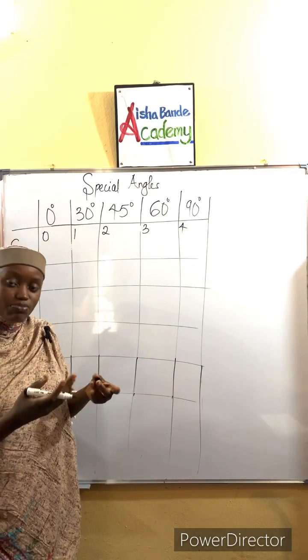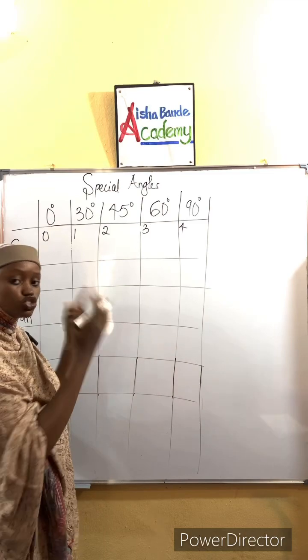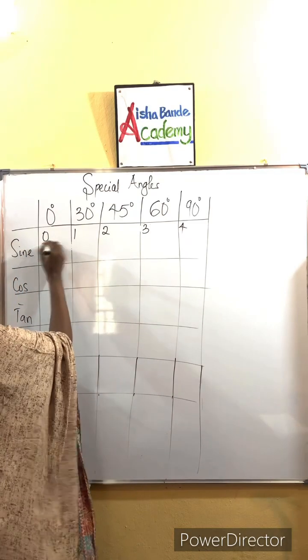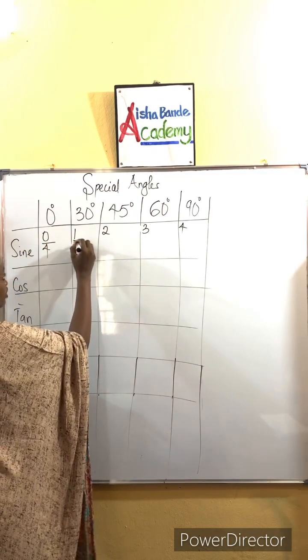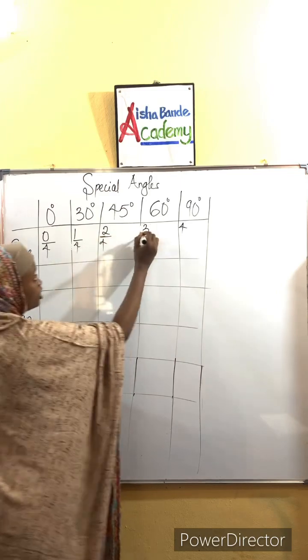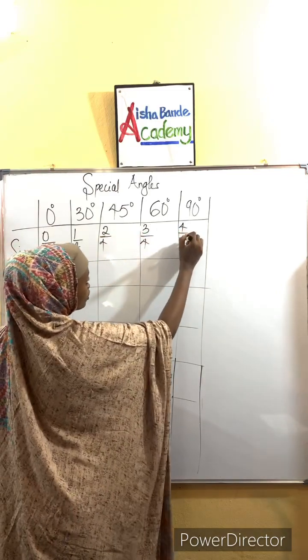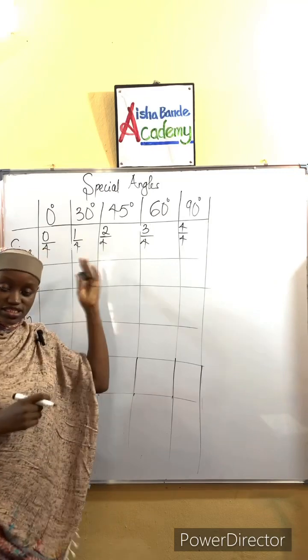Then the second step is for us to divide each of these numbers by 4. So this becomes divided by 4, divided by 4, divided by 4. Here 3 divided by 4 and 4 divided by 4. This is the second step.